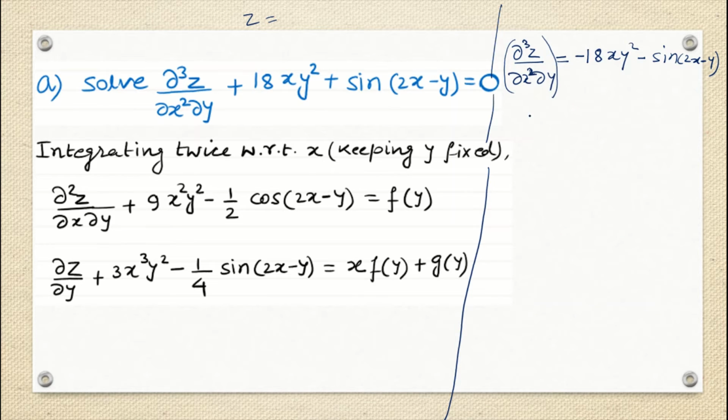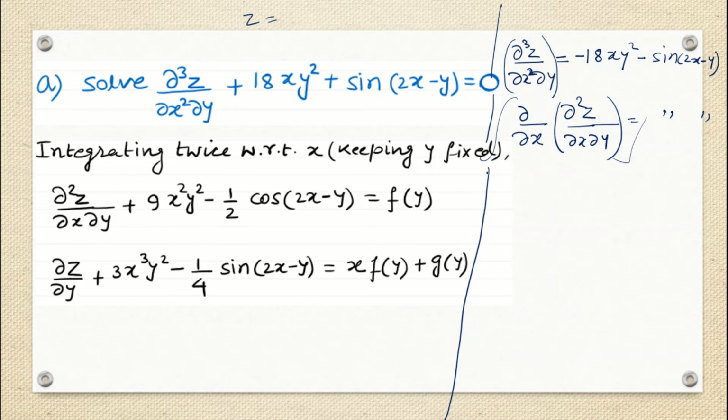That means I can write this equation, the left hand side, in this fashion: del by del x of del 2z by del x del y. This is correct, because this is del x square del y. So del by del x I've written down here, right? And the right hand side as it is I'm writing down. Now I want to integrate both sides of these equations.